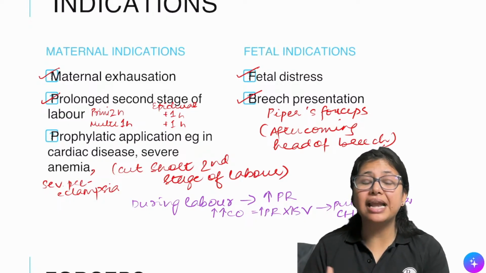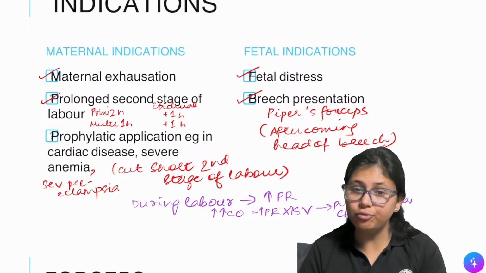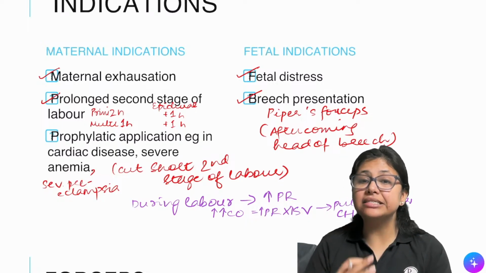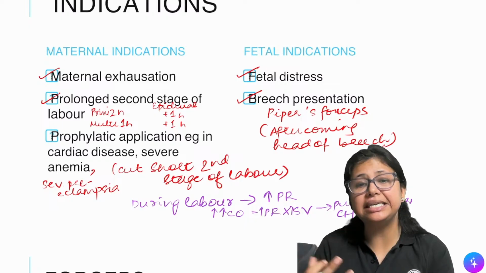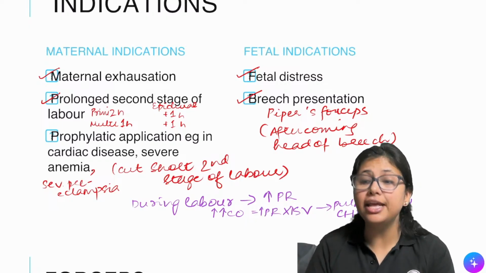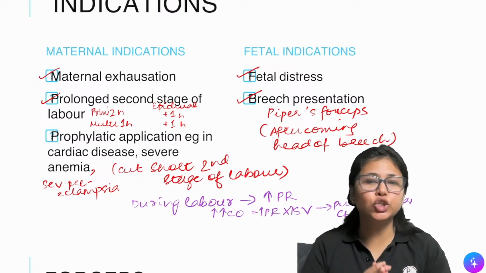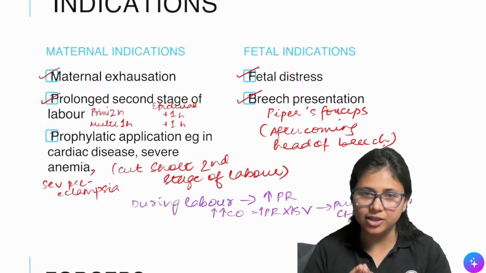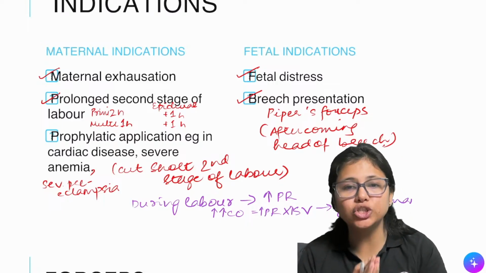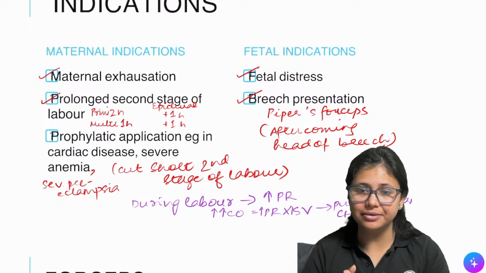In case of severe preeclampsia, she's already at high risk of pulmonary edema. So in these cases, we do not want the mother to scream and shout a lot and become tachycardic. So in that case, what we do is we cut short the second stage of labor by applying instruments. So I hope the indications of instrumental deliveries are clear.